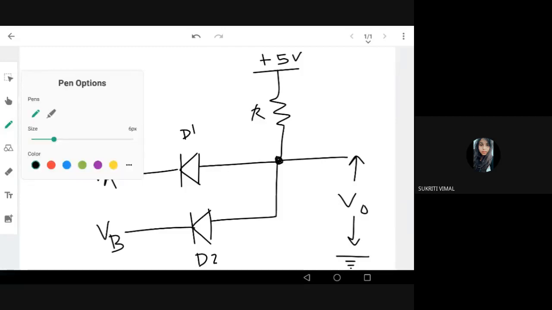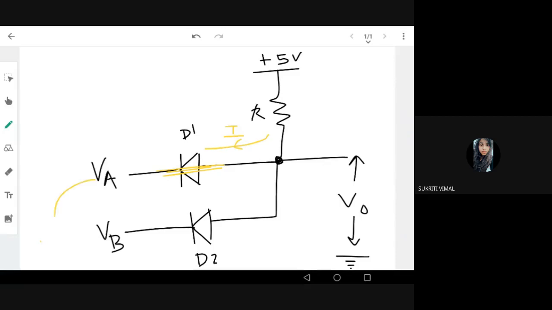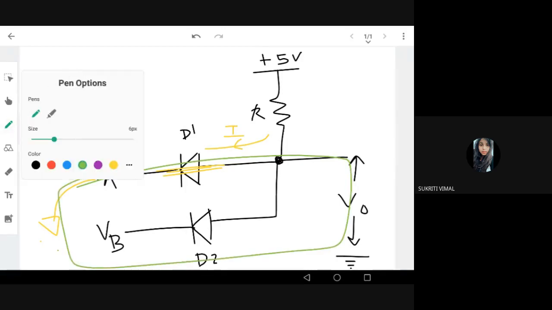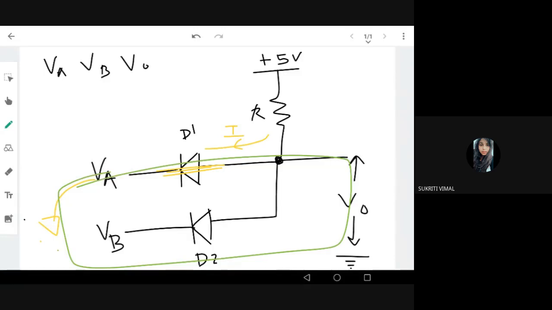We have known that whenever any diode is on, there is a current path to the ground, right? So whenever any diode is on, the voltage across the V output is zero, because this is zero. So whenever any diode is on, considering VA, VB, and V output, the output is zero.